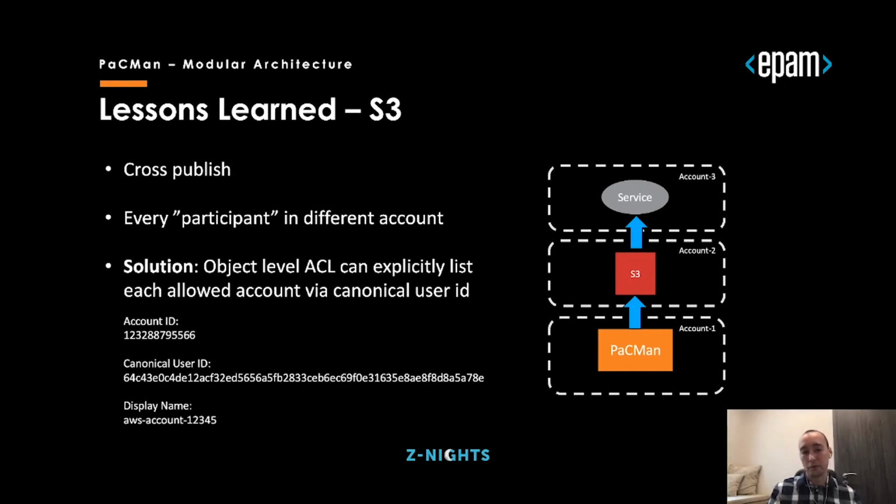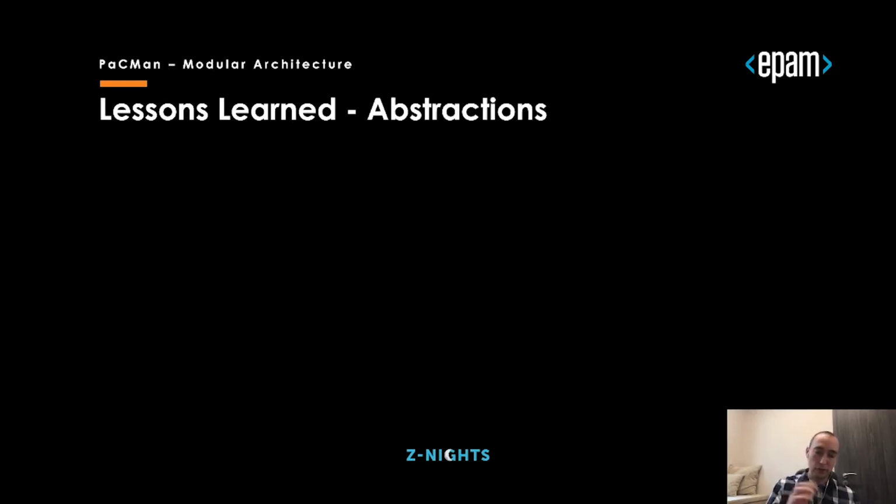So before, you have to hard code these canonical user IDs. Fortunately, we have only a few accounts we are working with, so we were able to do this, and it's just a temporary measure, but still it was a pretty hard lesson to learn that it's not so easy to make your published objects available to be consumed. That was the first. The second lesson that we learned is around abstractions.